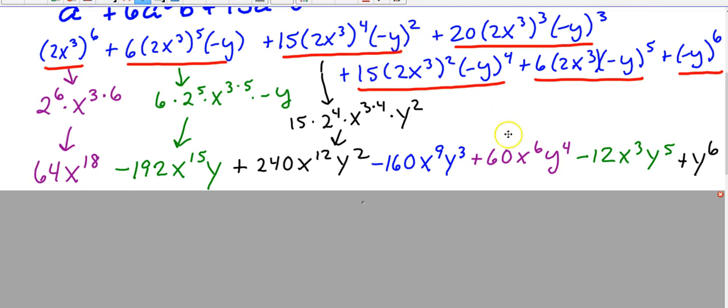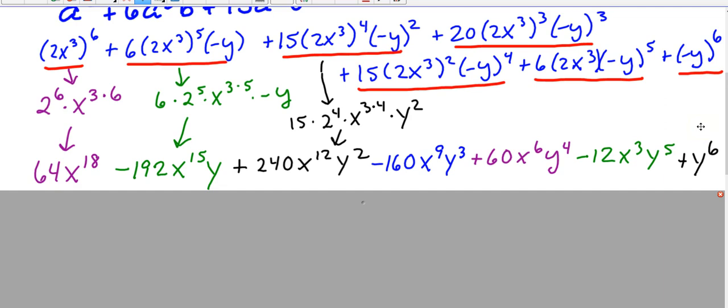Then we have, for the purple term, 15, 2 squared, x to the 6th times y to the 4th, and so forth. I think you can look at the next one. I'll just talk about it briefly. 6 times 2, x to the 3rd, so 12x to the 3rd times negative y to the 5th, so that's a negative number. So it becomes negative, and then we just have negative y to the 6th, which is positive y to the 6th. So that's what your term should look like.